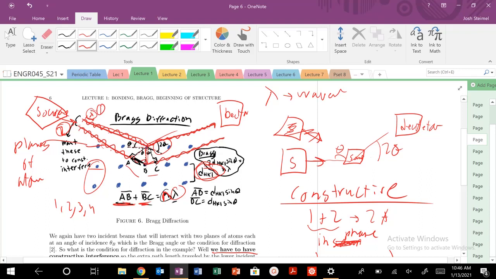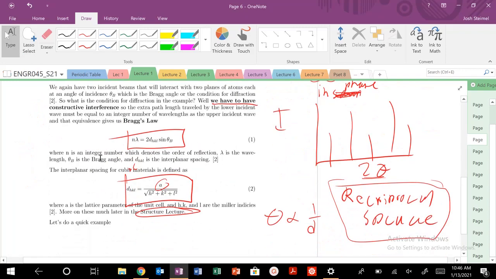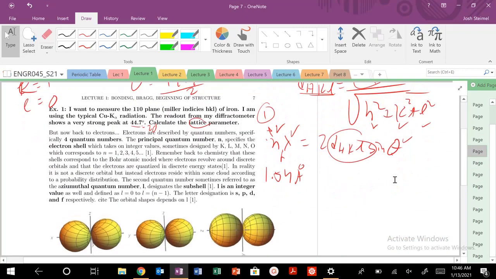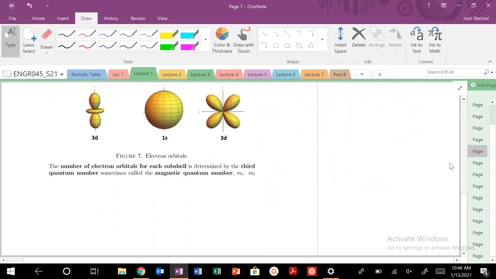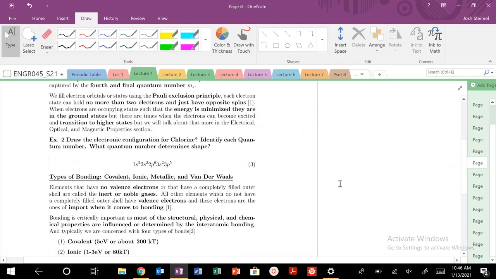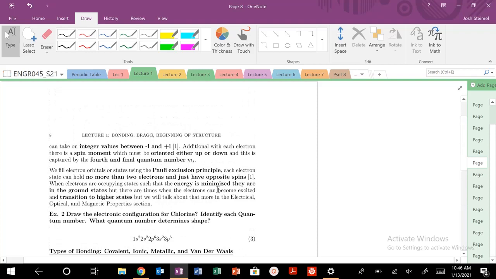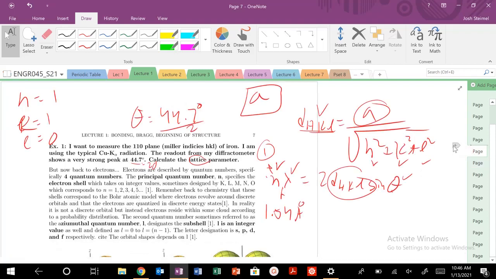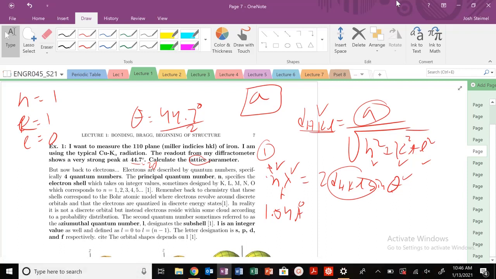You have an incident ray. It's going to hit off of your first plane of atoms. Another beam is going to hit the second plane of atoms. To deduce this distance, this d_hkl, the distance between planes, we need to make sure that these two incident beams constructively interfere. So the second beam that's hitting the other plane is going to travel some extra distance.